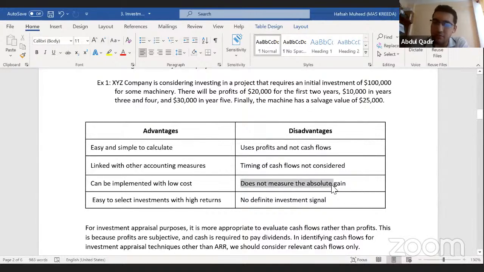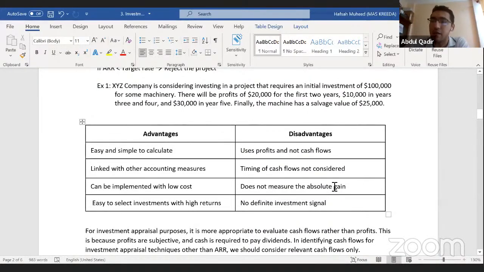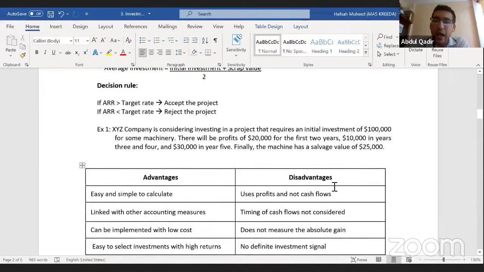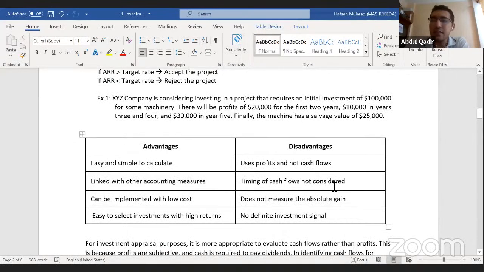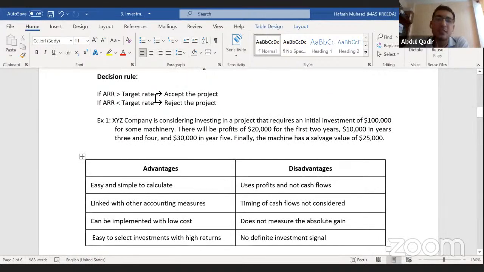It does not measure the absolute gain. What that means is the answer you get in ARR is a percentage, right? It doesn't tell you how much your actual absolute return is in numbers. Is it 50,000? Is it 100,000? It doesn't tell that number. It just tells a percentage, so we don't know if that's a good percentage or bad percentage. Even if it is above the target rate and we decide to accept the project, it doesn't tell us how much we will actually create value or earn in numbers.